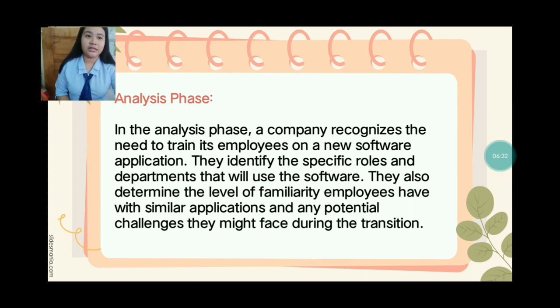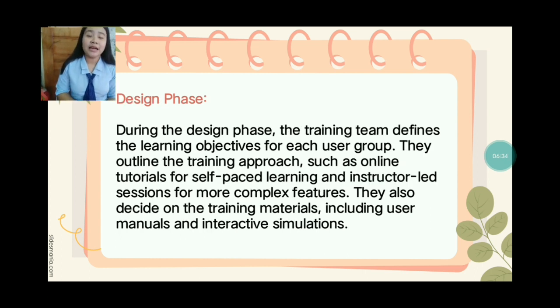In the design phase, the training team defines the learning objectives for each user group. They outline the training approach, such as online tutorials for self-paced learning and instructor-led sessions for more complex features. They also decide on the training materials, including users' manuals and interactive simulations.